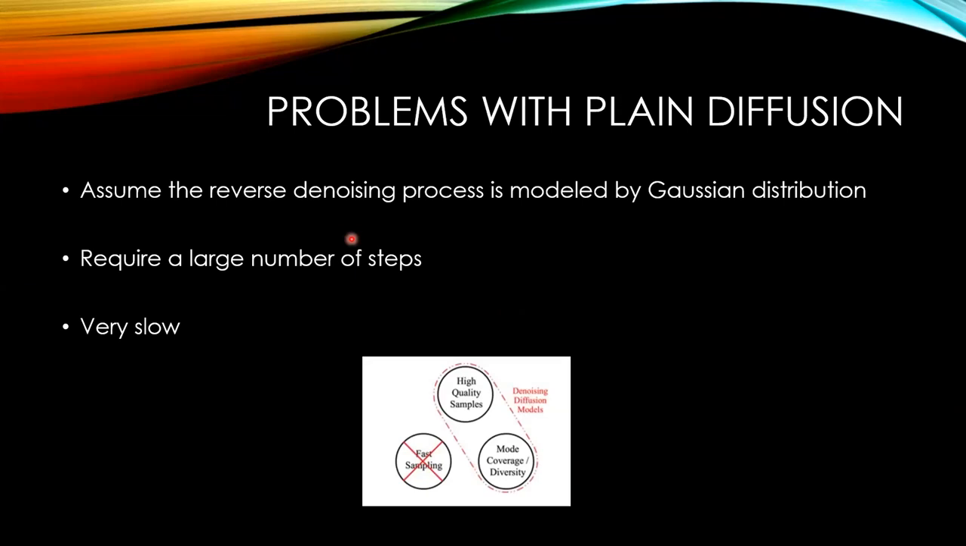But there are some problems with plain diffusion models. They basically work with the assumption that the reverse process can be modeled by a Gaussian distribution. But for this assumption to hold, the number of steps in the denoising process needs to be very large, and because of this, it is very slow. This is summarized in this diagram, which shows that diffusion models are capable of generating high quality samples with good diversity, but they're not good at fast sampling.